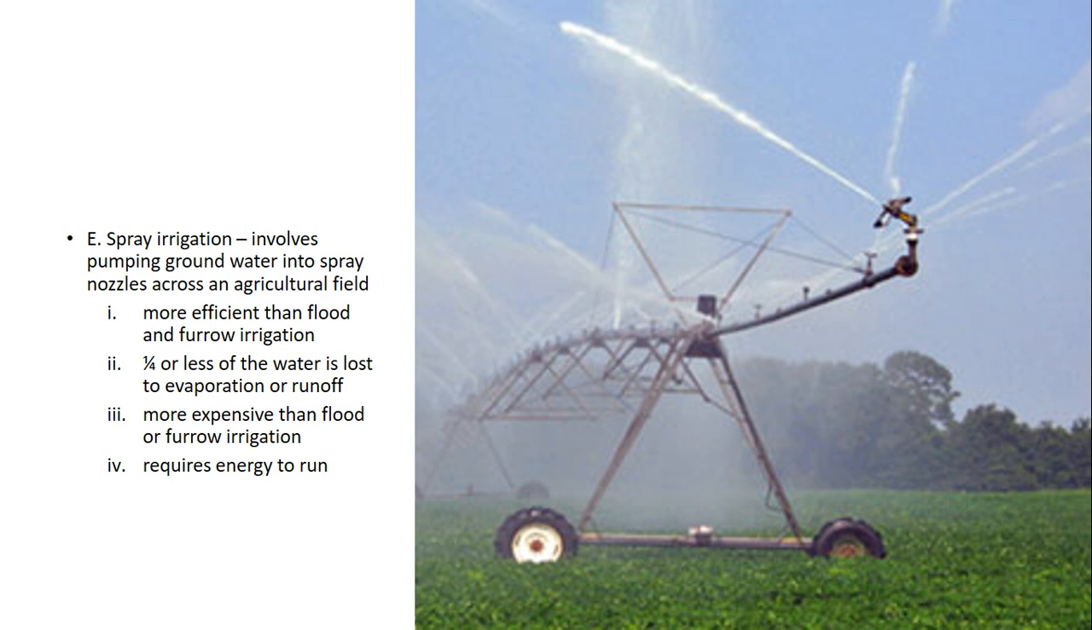Now, the next piece is spray irrigation. This one you might most often see on farms. This typically involves machinery where water is pumped from groundwater into spray nozzles. This is way more efficient than, say, our flood or furrow irrigation. Only about a quarter or less of water tends to get lost in spray irrigation. However, because it requires machinery and fuel to power that machinery, it is more expensive than both flood and furrow irrigation.